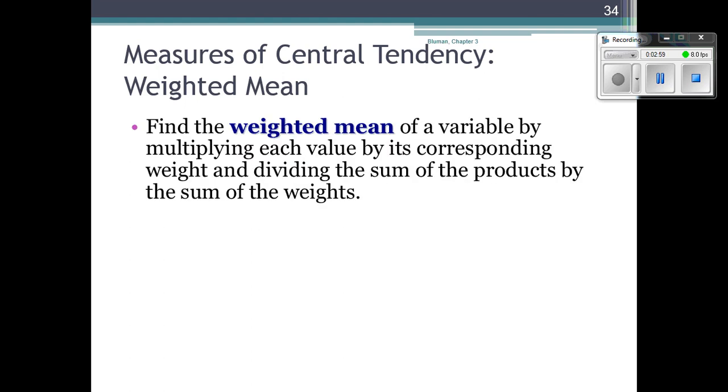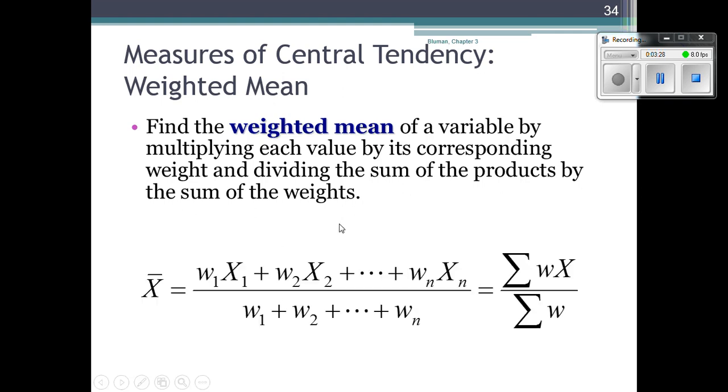When you're finding the weighted mean, you want to multiply each value by its corresponding weight. And like I said, those weights could be different things. They could be a percentage, they could be a number of votes, it doesn't always have to be a whole number, doesn't always have to be a decimal. Then after you multiply all of them, you add them all up and divide by the sum of the weights. So here's what it looks like.